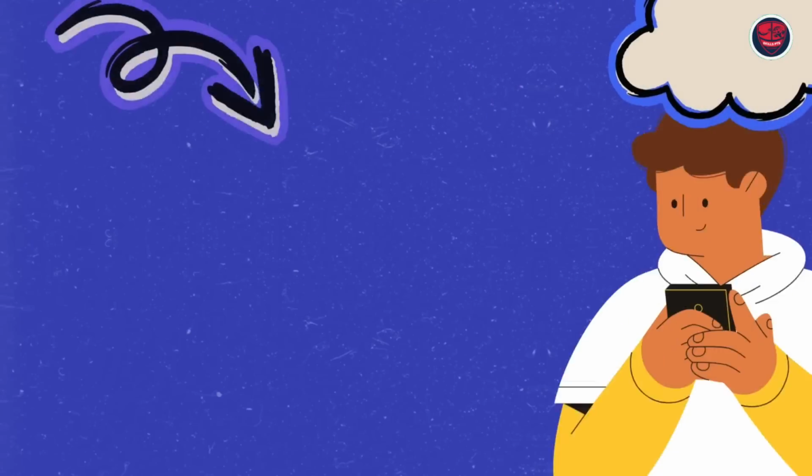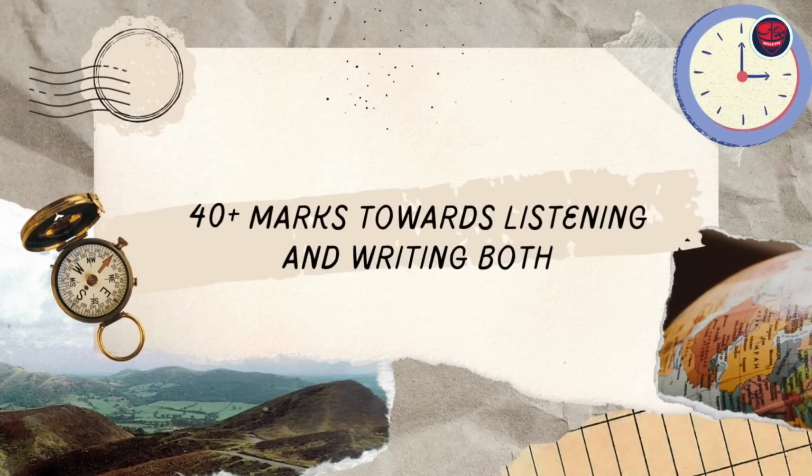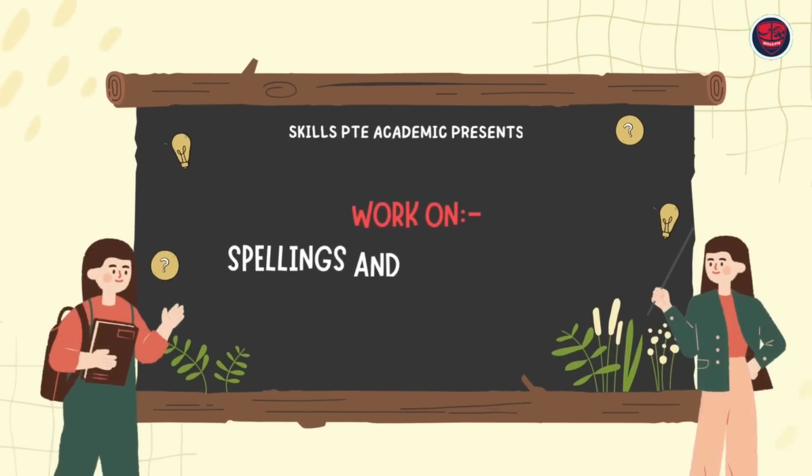After this, now we will move on to write from dictation, 40 plus marks towards your listening and writing both. If your writing is less, then it's 100% you have problems in this module. How to fix this? Work on your spellings. Work on your listening skills. What is this listening skill?